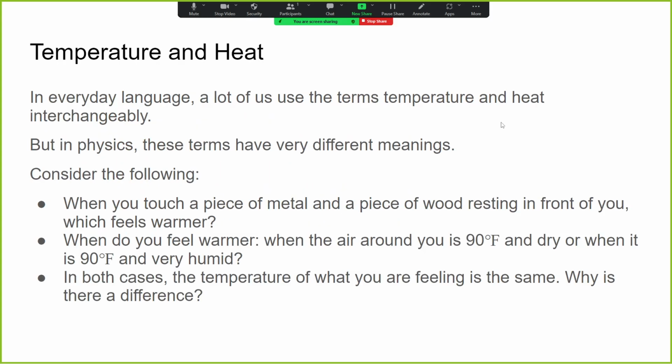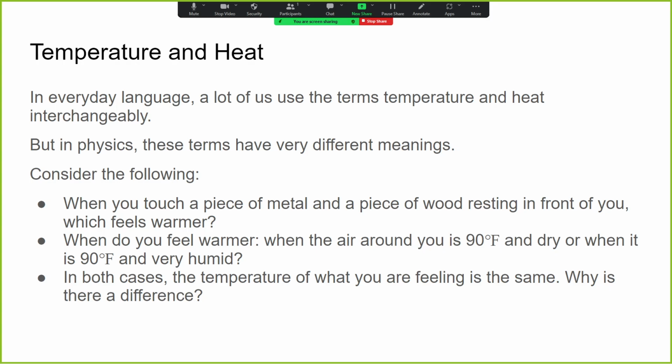So, once again, in everyday language, a lot of us use the terms temperature and heat really interchangeably. Like, oh, the temperature is so high outside, it's so hot outside, whatever people say. So, in physics, those two words, however, are going to have really different meanings. So, if you think about a couple of different scenarios, when you touch a piece of metal versus a piece of wood resting in front of you, which one is going to feel warmer? And you could say the same thing if you were to heat them both up, which one is going to feel warmer as a result of that?